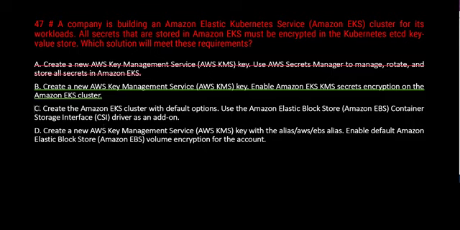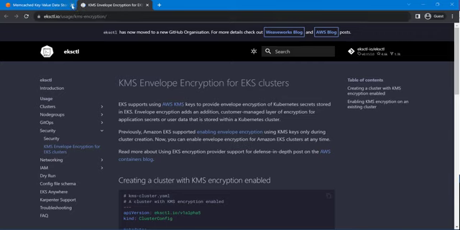This is something that you have to learn, otherwise you won't know, because it is very hard to eliminate. Creating the cluster with default options, and then using the Amazon EBS container storage driver as an add-on. I think this is irrelevant. Create a new key with alias AWS EBS alias, enable Amazon EBS, again unrelated, cross that out, but this is the answer. And if you want me to go through it, I have a link for this where you can go: KMS envelope encryption for EKS clusters.